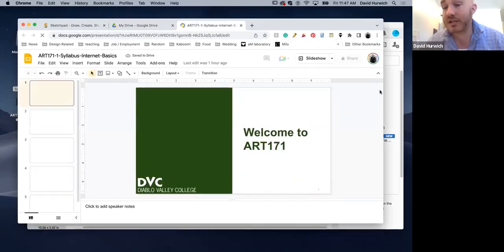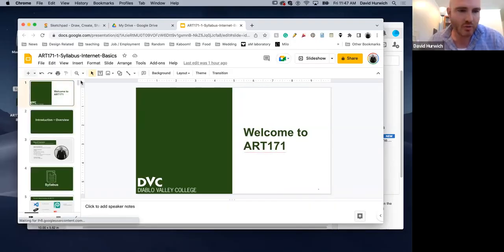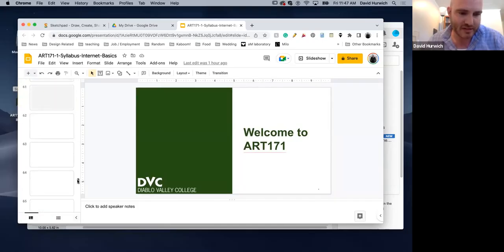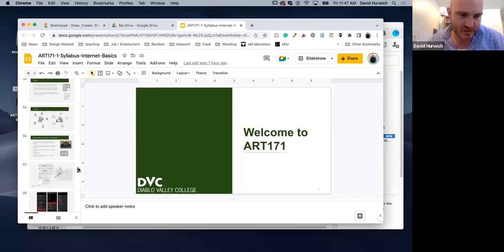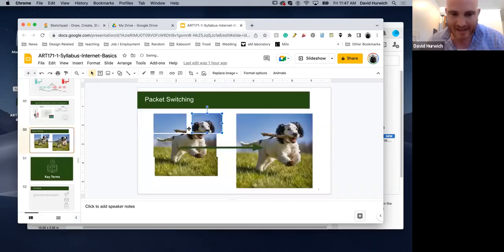So when a computer sends a file to another computer through the internet, it doesn't send the entire file. What it does is it breaks the file down into smaller bits called a packet.